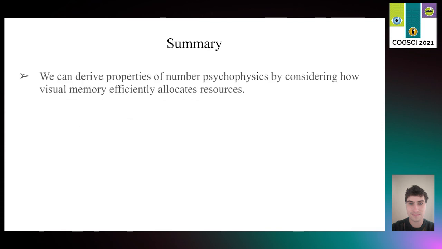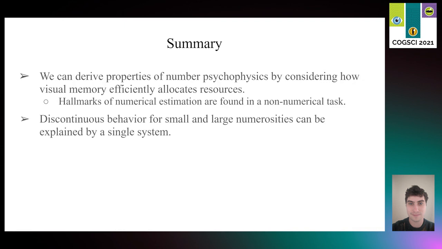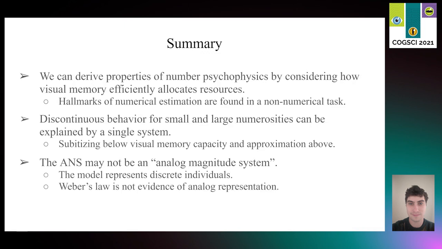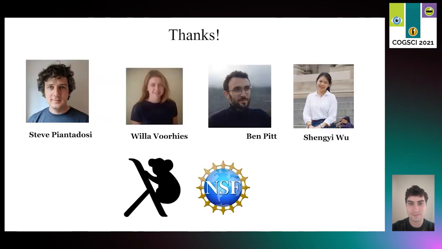So again, another way of saying this is that we can derive properties of number psychophysics by assuming that visual memory efficiently allocates resources, and that discontinuous behavior for small and large numerosities can be explained by a single system. And this implies that the approximate number system may not be an analog magnitude system at all, because the model represents discrete individual objects. And with that, thank you.